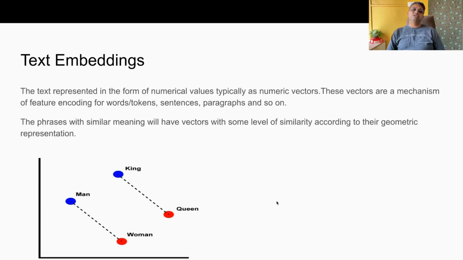So, text embedding. What are text embeddings? When you represent the words in a sentence, or the whole sentence, paragraph or document, in terms of vectors, those are normally known as text embeddings.